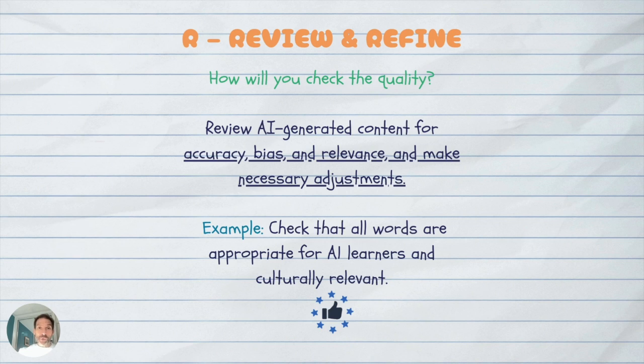And R for review and refine. So this is probably the most important step. You really want to review all the content generated by your AI, by your large language model: accuracy, bias, relevance, and make the necessary adjustments. Obviously, not to take things for granted. You want to make sure that everything you want it to have is there, and that the content is absolutely fine, with no bias or lack of accuracy.